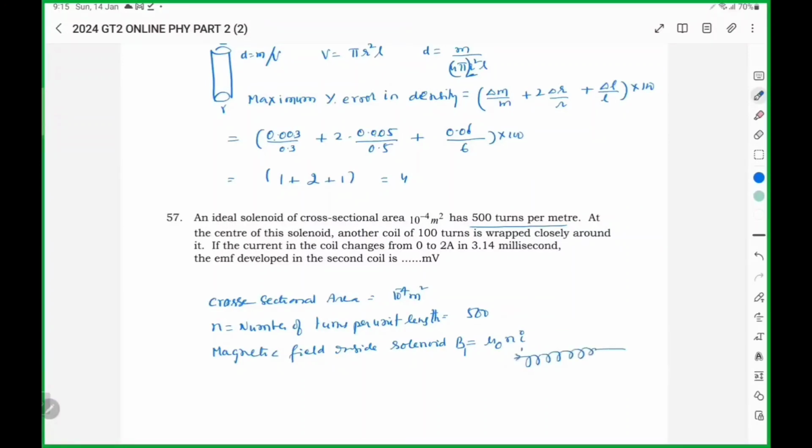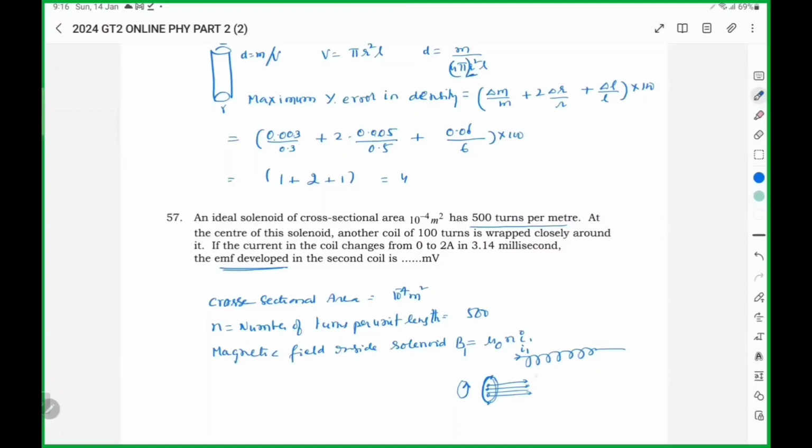Here I1 current flows through it. So once current is flowing in this direction, magnetic field lines will be generated. So here, if you place another coil, as you change the current, there is a change in flux lines. EMF is induced in the coil. So he is asking the EMF developed in the second coil.